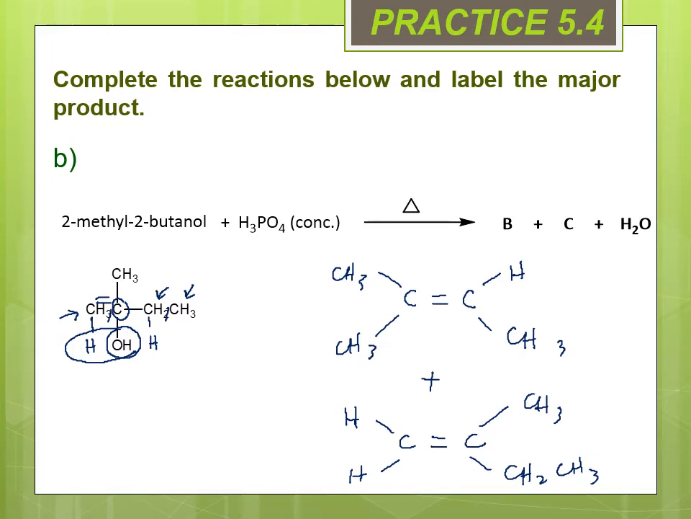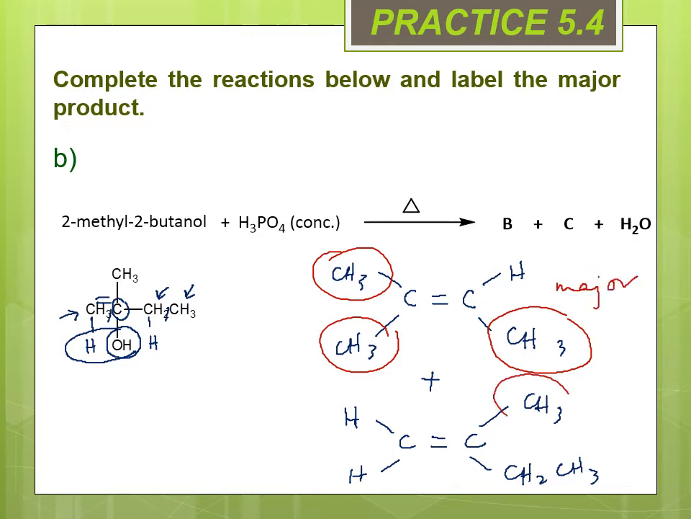So basically, according to the Zaitsev rule, the alkene that has the most alkyl groups is more stable. So we have 2, 3 methyl for the first product. So this is the major product, and only 1, 2 for the second one. So this is the minor product. That's how you apply the Zaitsev rule.